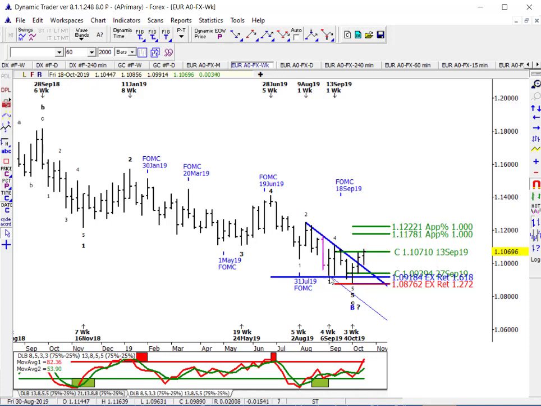This is actually the wave 5 of 5 target that was hit. And as you saw on the monthly chart, the higher time frame wave 5 of B was right in that overlap zone as well. The next waypoint is going to be if we close above the week ending September 13th close, which is 1.10710. We close above that, it indicates indeed this weekly low is complete.